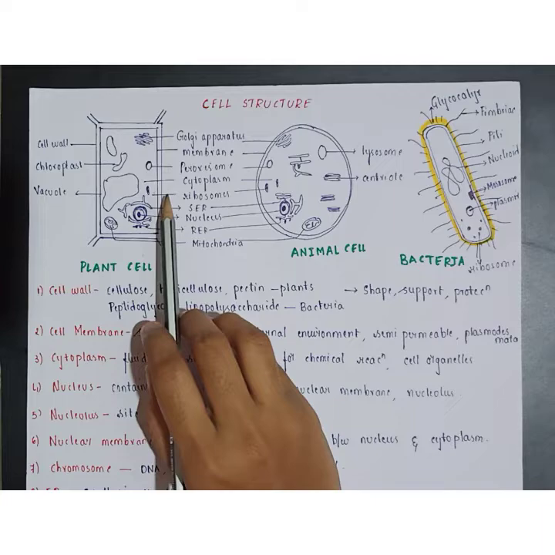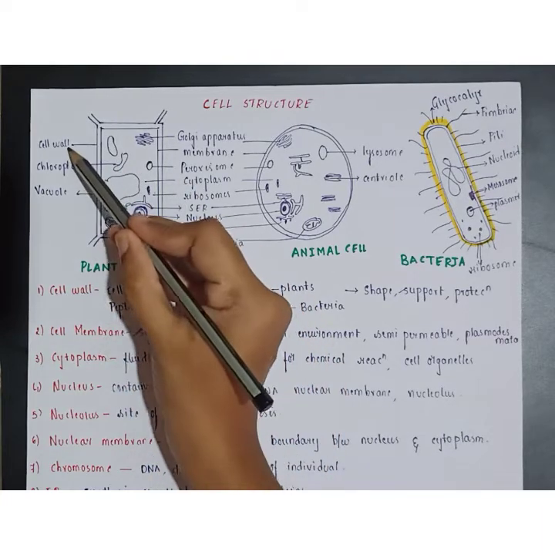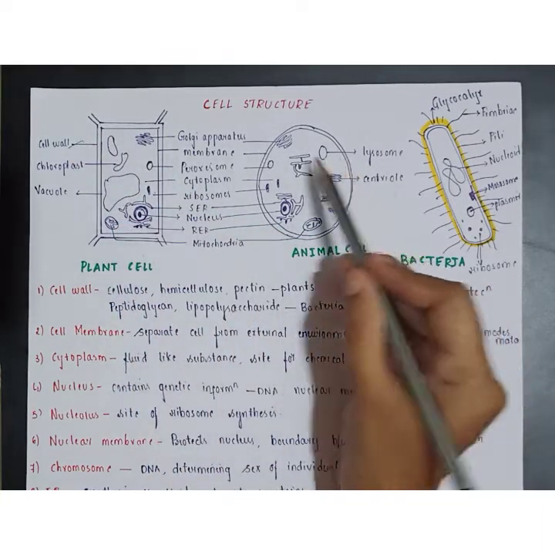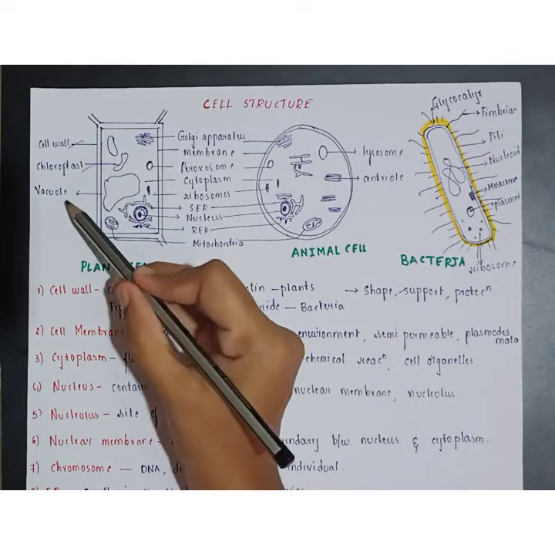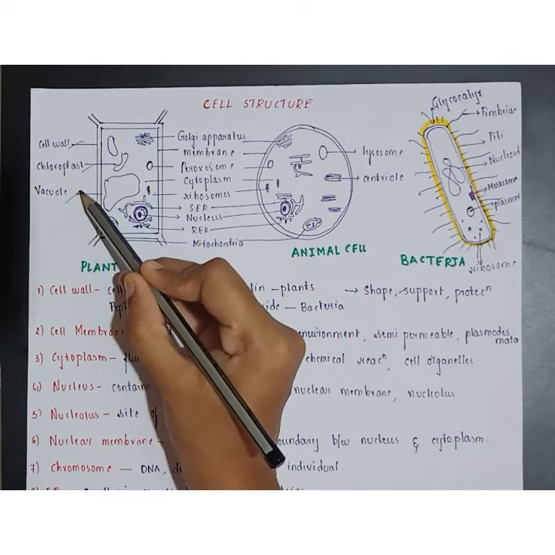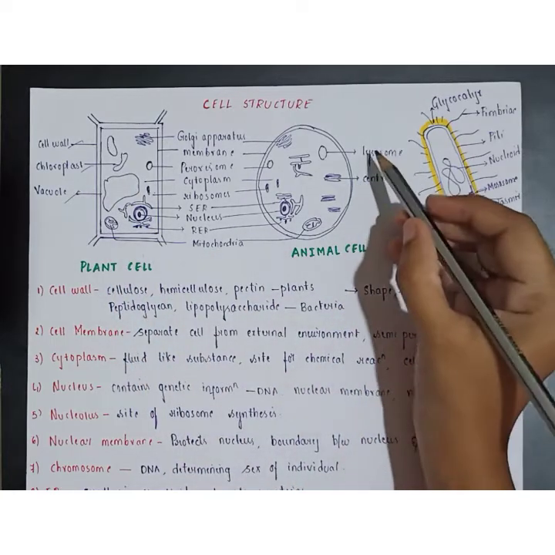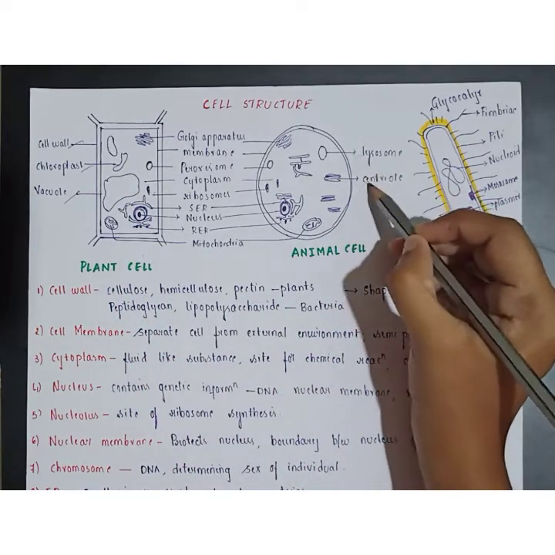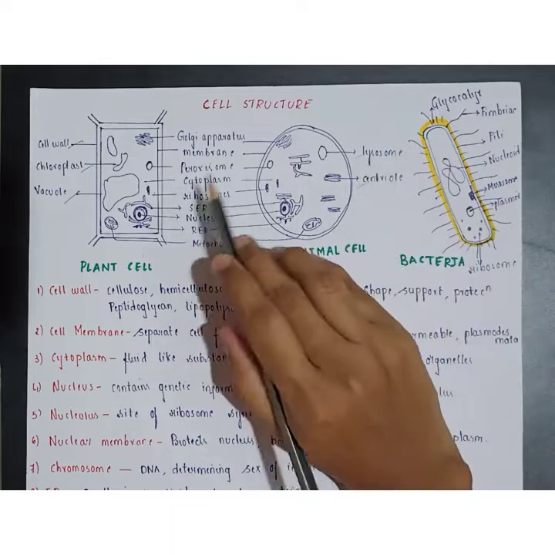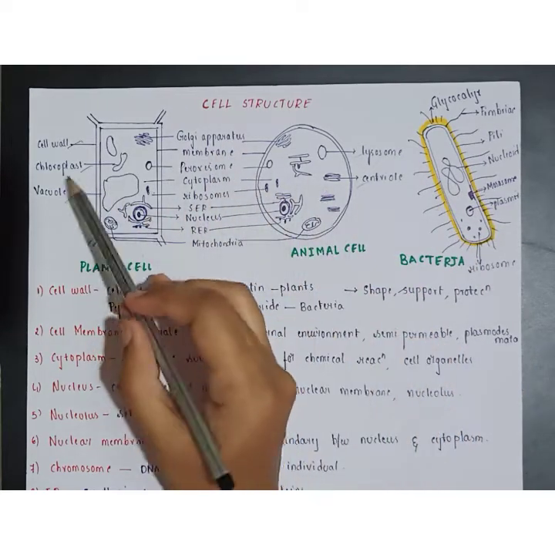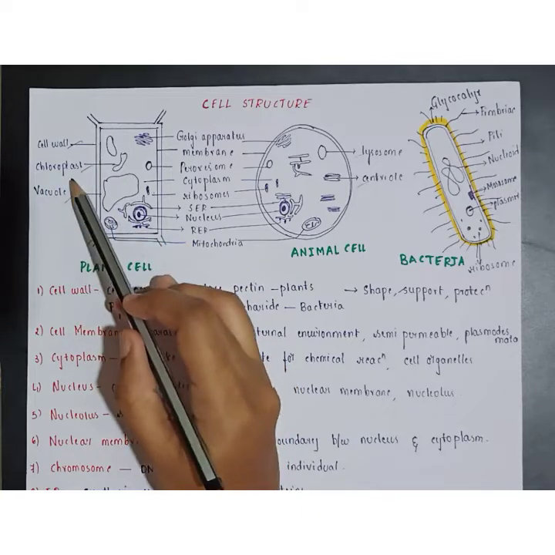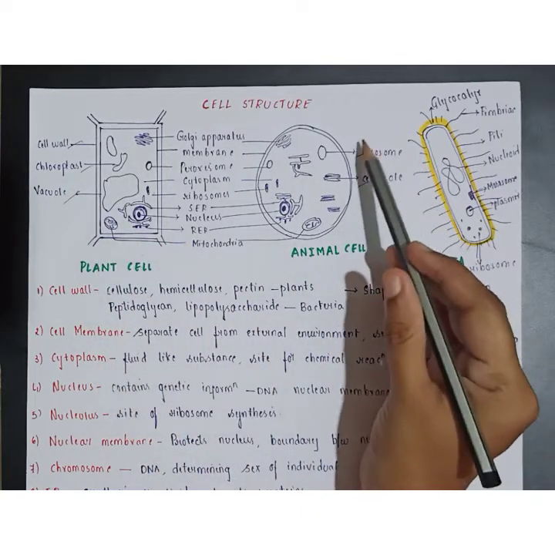What are the differences? The plant cell contains a cell wall, whereas the cell wall is absent in the animal cell. The plant cells also contain chloroplast and vacuole, and the animal cells contain a lysosome and centriole, which are absent in the plant cell. So these are the similarities between the plant cell and animal cells, and these are present only in the plant cell, and these are present only in the animal cell.